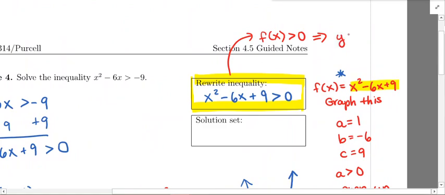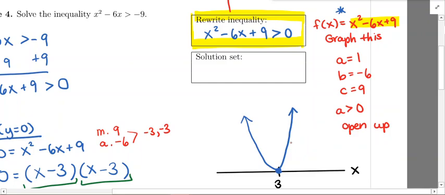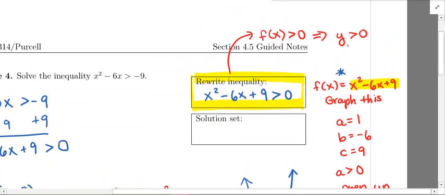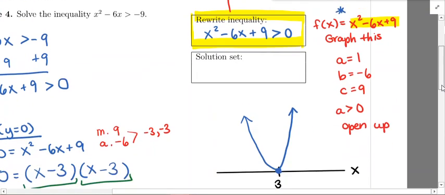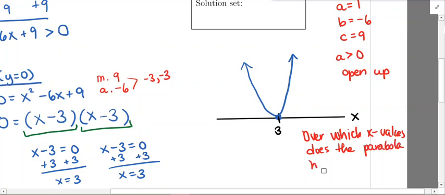So basically, we're looking at our parabola, because remember, our parabola is x squared minus 6x plus 9. That's what we graphed out. This is f of x. So we're asking ourselves here, where does the parabola have positive y values? That's what we're basically trying to answer here. So over which x values does the parabola have positive y values?